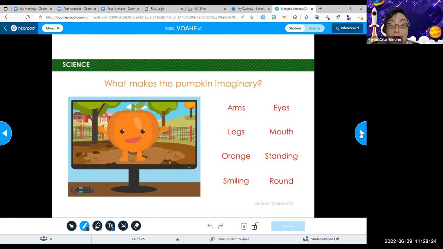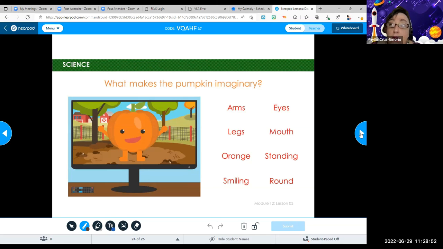This is saying, what makes this pumpkin picture imaginary? Now, there is a list of words, and we're going to circle, and I'm going to give you a little heads up. There are 8 words. 6 of those words you will circle. Why? Well, you're going to tell me what makes this picture of a pumpkin silly.